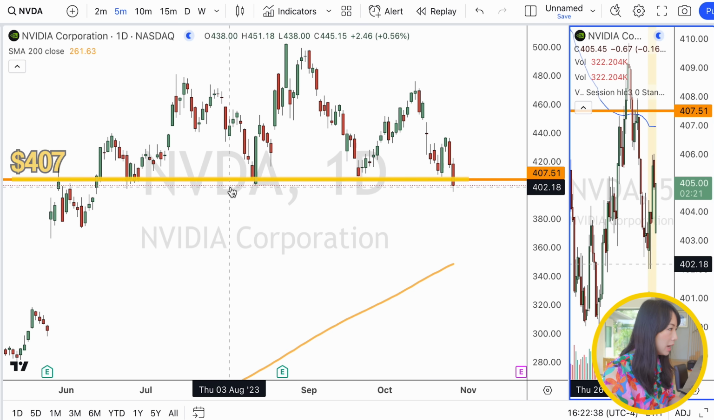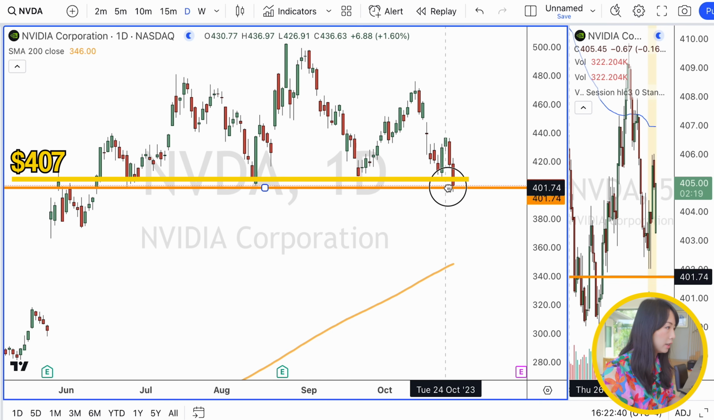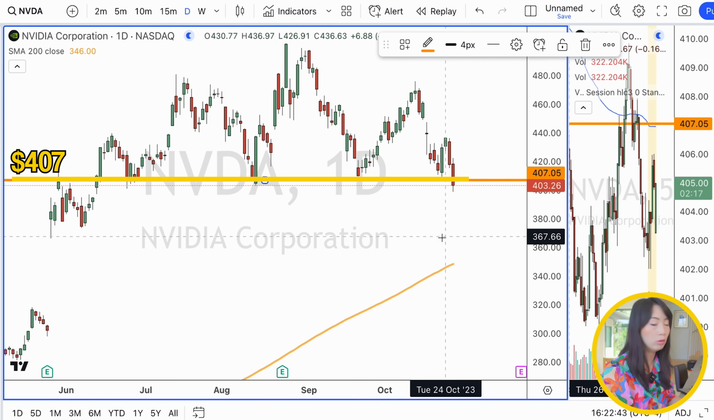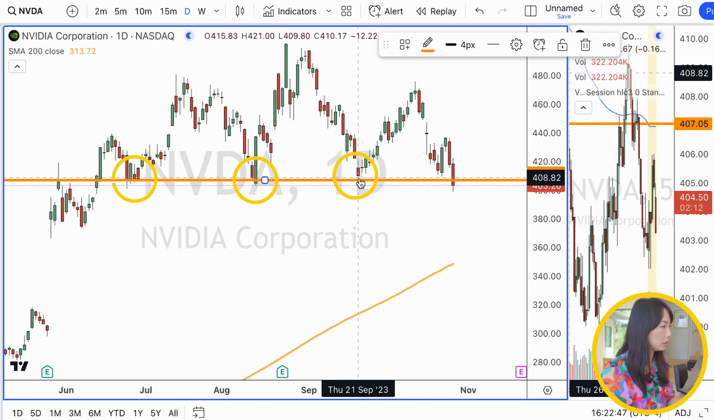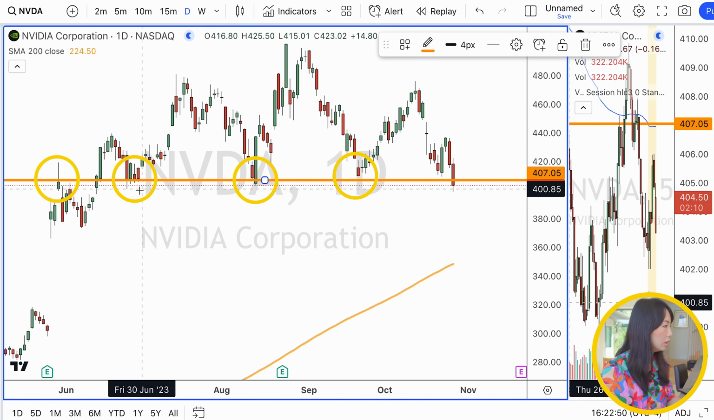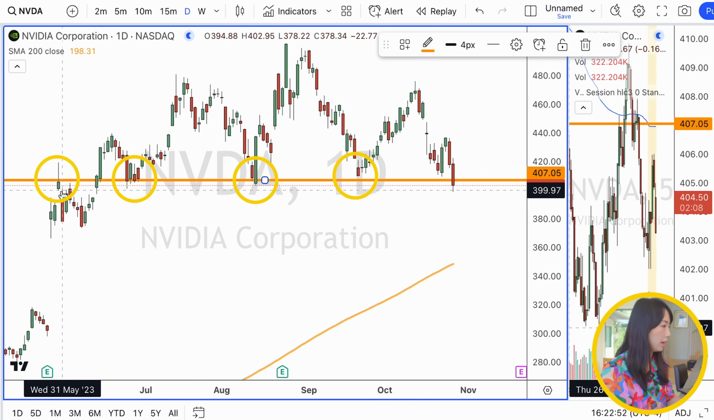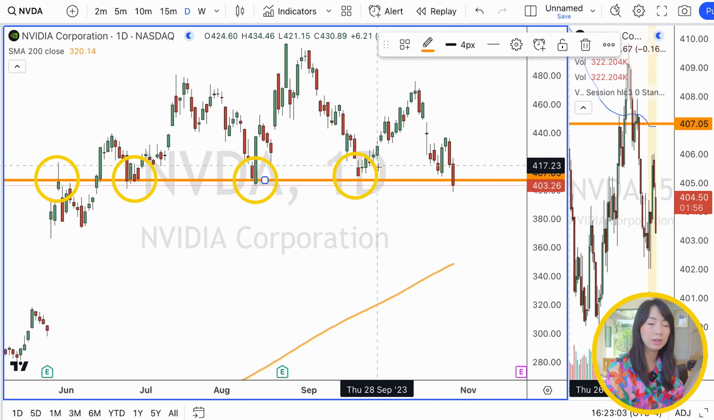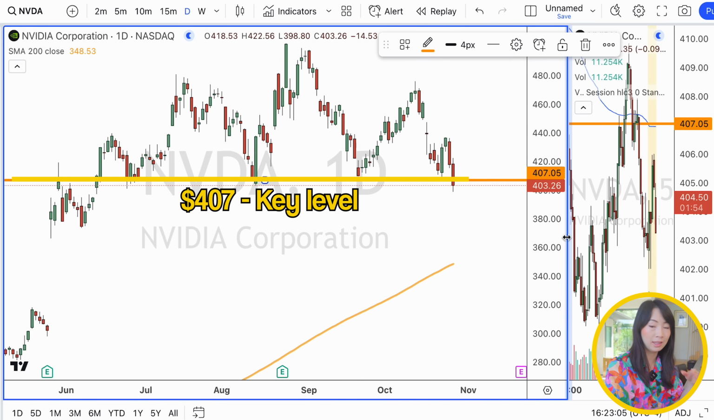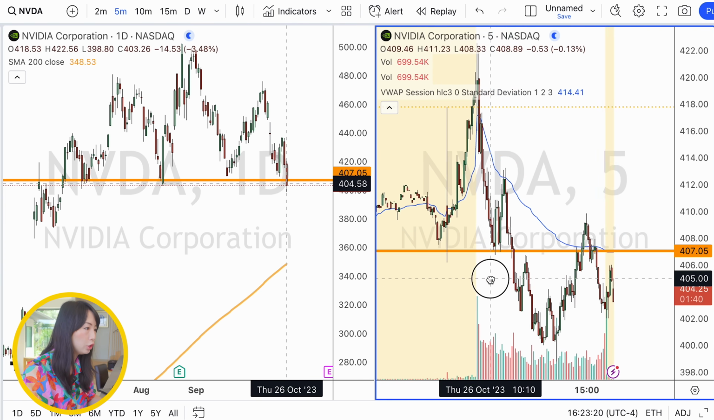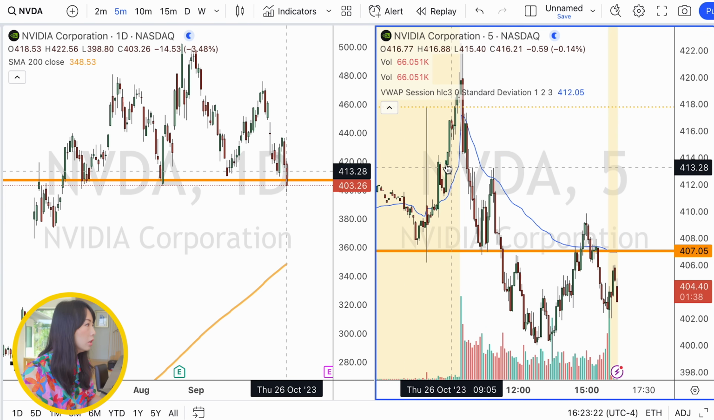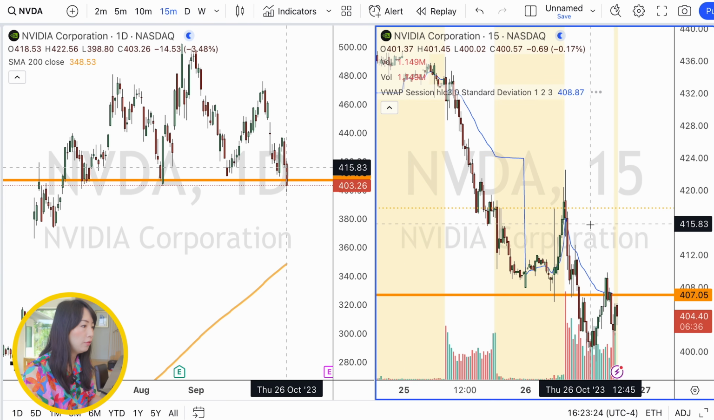You can see that we broke down that daily key support area around this 407s. Why? We broke that down today. You can see that it kind of held around here back in September, August, as well as June and May. So this is a very important rough area, this 407s, for the stock, and that's the key level for us to gauge whether the stock is going to reclaim or break down and continue selling off. And if you switch to the intraday chart over here, you can see I have the 5-minute chart, but for cleaner, let's use the 15-minute chart.